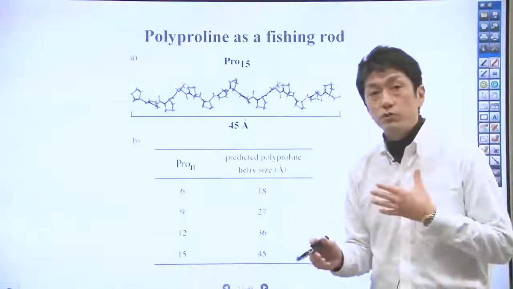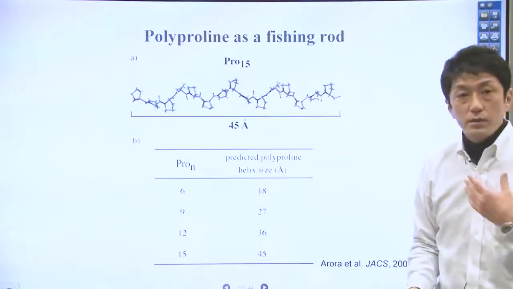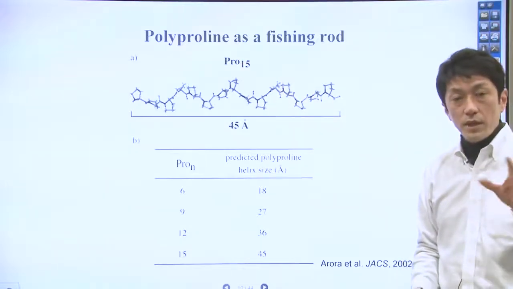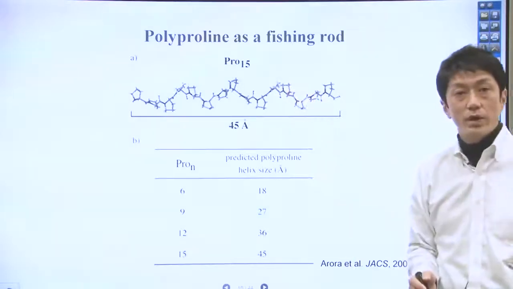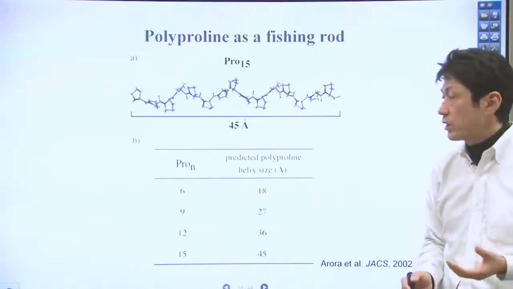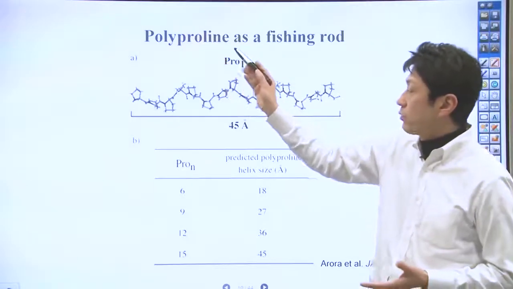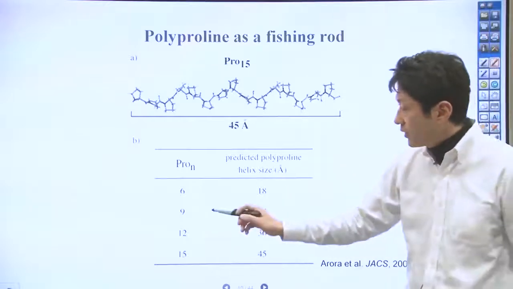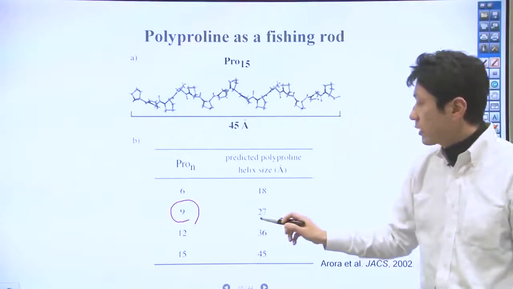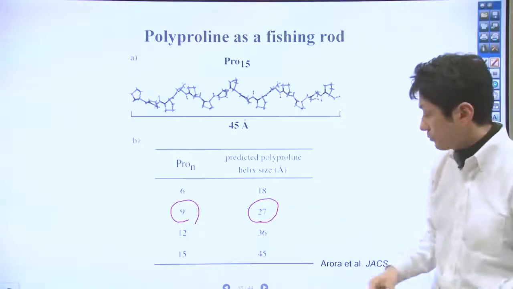The fishing rod we used was polypropylene. Later in the lecture, I'm going to tell you more about proline or amino acid or protein structures. The proline is one of the amino acids. If you have polyproline, you get a fishing rod-like molecule. If you have 9 prolines, you get a 27 angstrom fishing rod-like molecule.